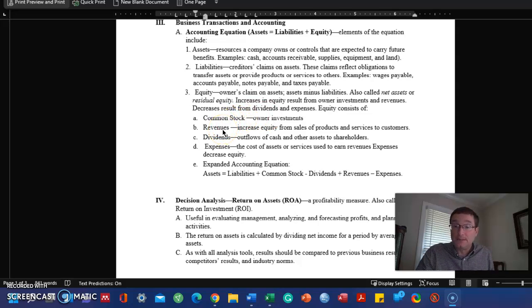A company makes money, revenues. That increases equity. Expenses decrease equity. Okay? So technically we have what's the expanded equation. So assets equal liabilities plus equity, and then we break down equity into common stock minus cash dividends. And cash dividends are awesome. You own stock in a company, and just because you own stock in a company, they give you some money. They pay a dividend, cash dividend. There's different kinds of dividends. So I'm talking about cash dividends. They send you a check.